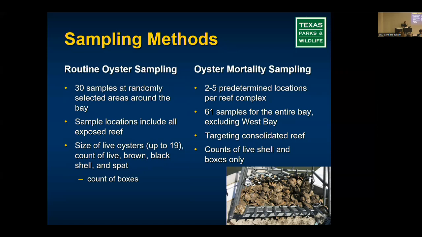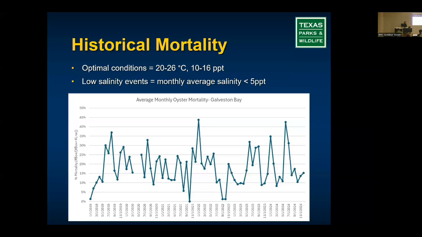Our specialized oyster mortality sampling used the same technique, but with a couple key protocol differences. Our sampling locations were predetermined and included 2 to 5 locations per reef complex, which for Galveston Bay resulted in exactly 61 sampling sites. Locations targeted live consolidated reef, and 2/3 of our samples were taken on public harvest reefs. Data collection included only counts of live oysters and boxes. So since 2019, we have been collecting these box counts so that we can estimate mortality.